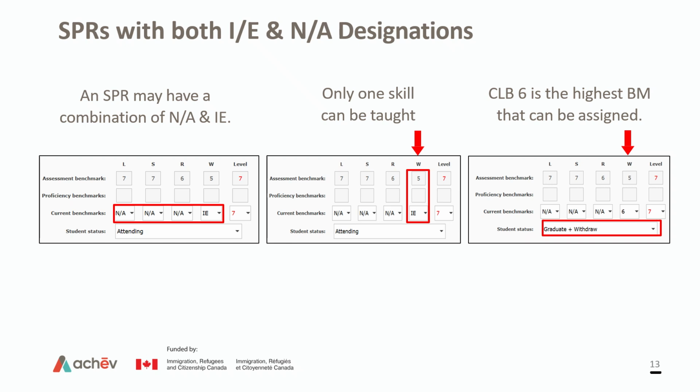Student progress reports can have both IE and NA designations. In this example, the student has only assessment benchmarks 7765. The current benchmarks will show as NA, NA, NA, IE. Only one skill can be taught, writing, and CLB6 is the highest benchmark that can be assigned. Once CLB6 is assigned for writing, the student status will change to graduate plus withdraw.